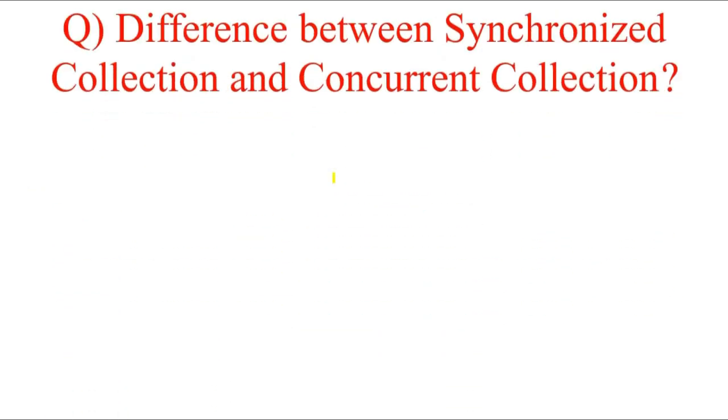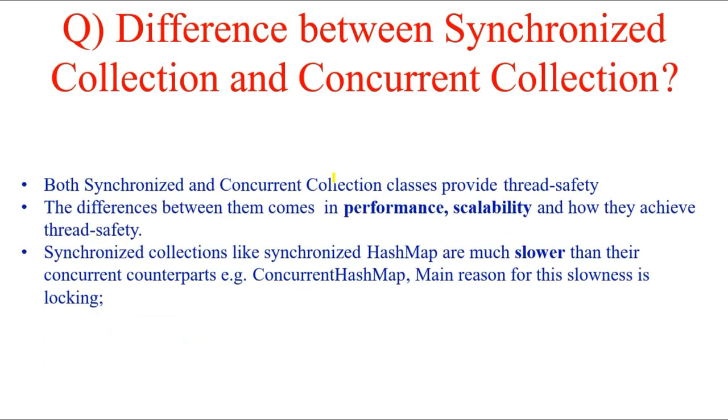Now, what is the difference between synchronized collection and concurrent collection? This is very important and a very favorite question of interviewers. Both are thread safe. Then what is the real difference? Yes, the synchronized and concurrent collections both provide thread safety, but the real difference lies in the performance, scalability, and how they actually achieve this thread safety. Fine, I understand that they are thread safe, but how they achieve it is the real difference.